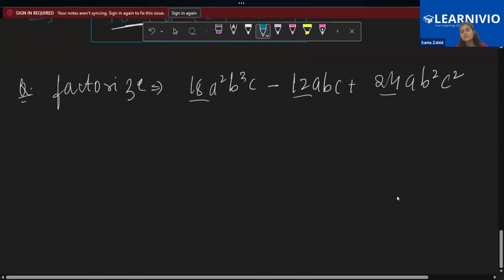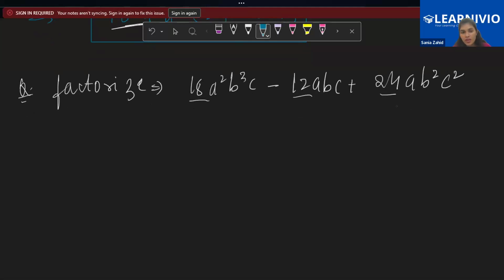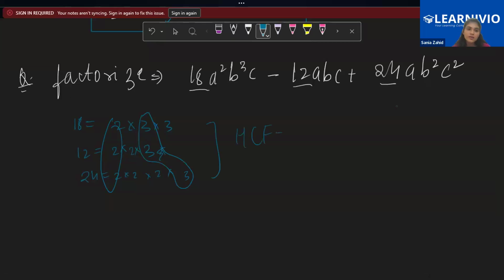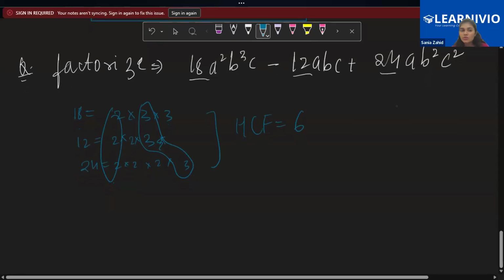First we have to find that by prime factorization, right? Yes, by prime factorization. It's 6 because 18 is written as 2 into 3 into 3, 12 is written as 2 into 2 into 3, and 24 is written as 2 into 2 into 2 into 3. So 2 is common and one 3 is common. So HCF is 6. So you write down 6 outside the bracket first.